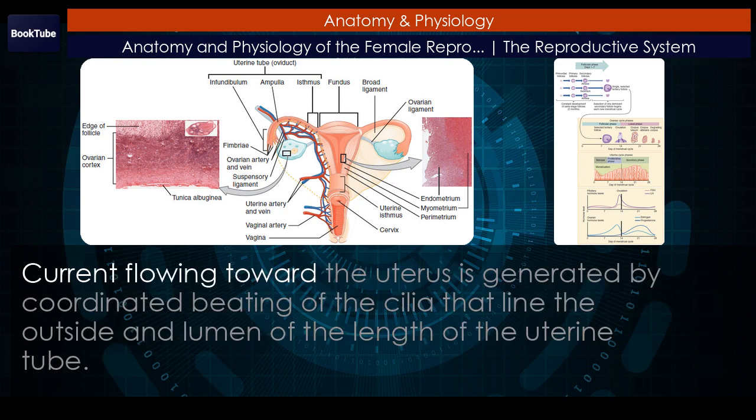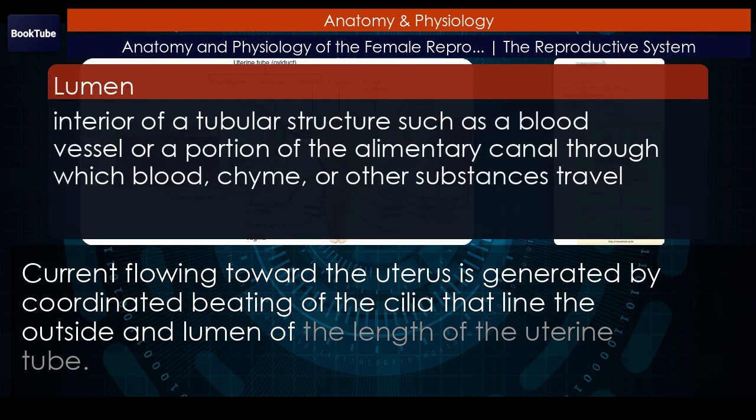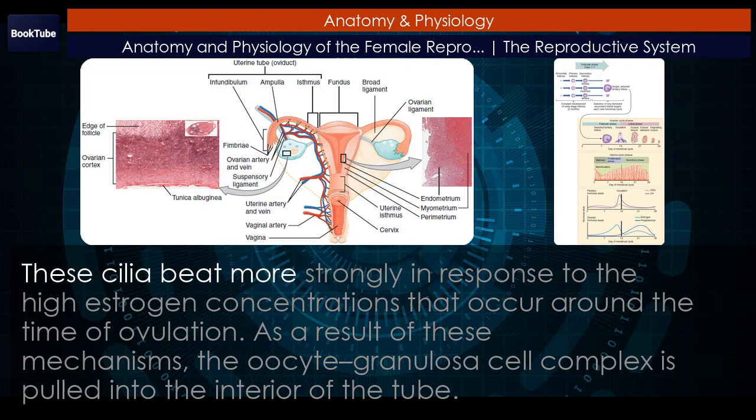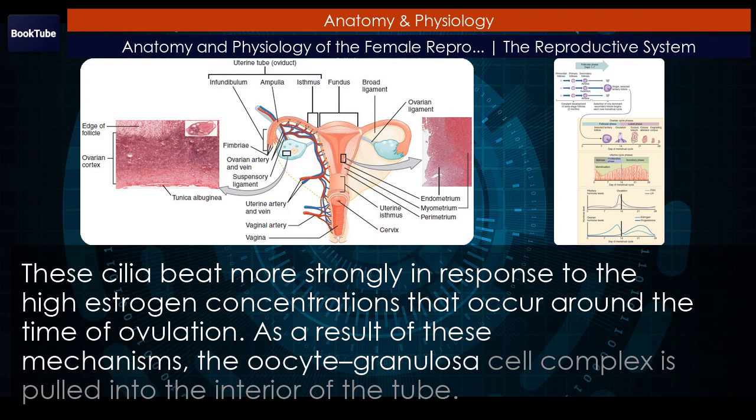Current flowing toward the uterus is generated by coordinated beating of the cilia that line the outside and lumen of the length of the uterine tube. These cilia beat more strongly in response to the high estrogen concentrations that occur around the time of ovulation. As a result of these mechanisms, the oocyte granulosa cell complex is pulled into the interior of the tube.